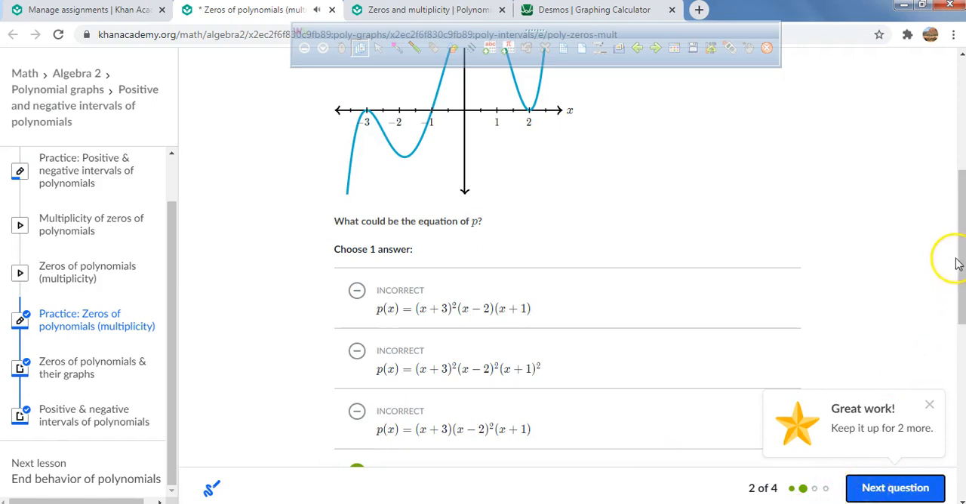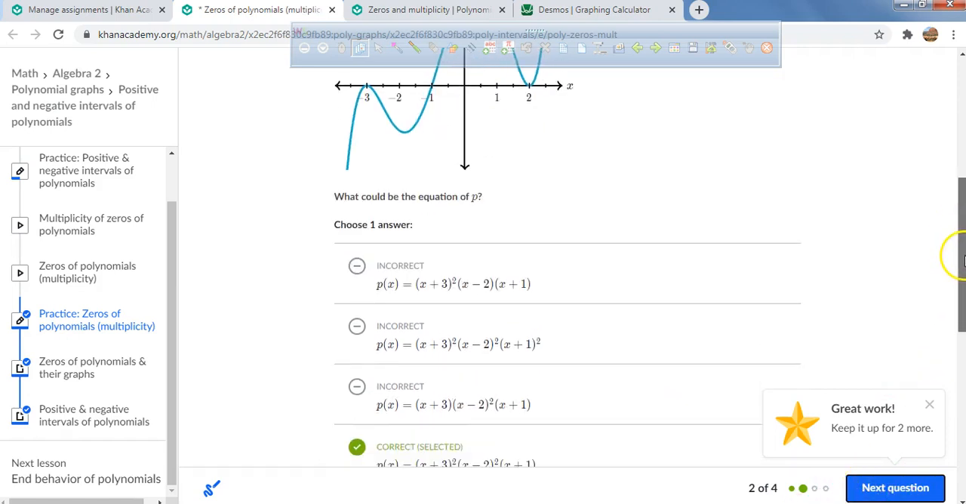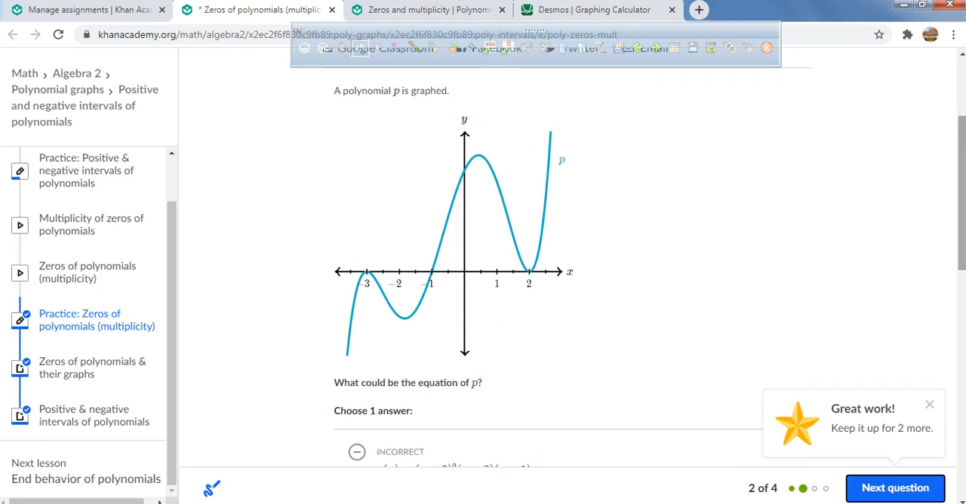And that's what you're doing when you're trying to figure out which one it is. Without even having to use a graphing calculator, you can figure it out just by knowing whether it passes through or whether it just touches the x-axis. And when it touches the x-axis, that's called a multiplicity of zeros.